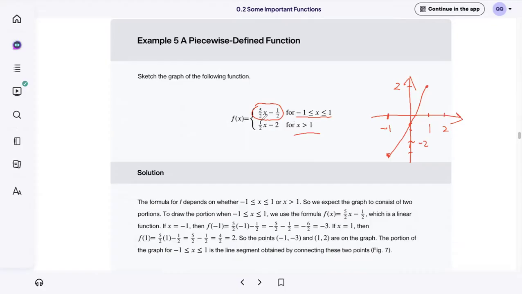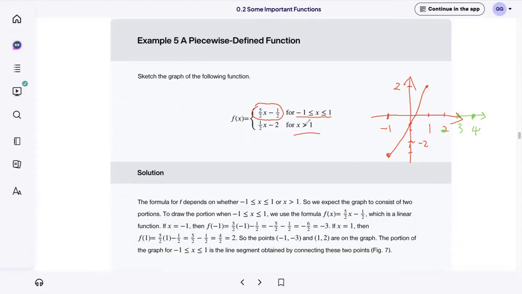2 times a half, that's 1. 1 minus 2, that's -1. So when x equals 2, y equals -1. Let me graph in green color. So we got this point somewhere. We could do x equals 3, oh, let's do 4, because 3 is a difficult number. When x equals 4, half of 4 is 2, and 2 minus 2 is 0. We get an x-intercept.